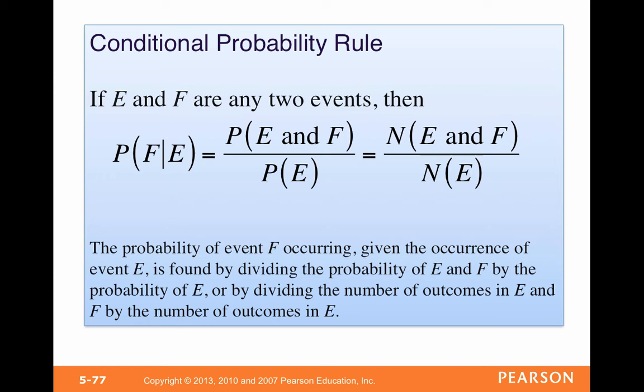We'll have this formula, but the main idea we're going to use is the number of ways you can get E and F divided by the number of ways you can get E. So if we want to know the probability of F given E, we divide by the number of ways that you can get E, and the numerator will be the number of ways we can get E and F.